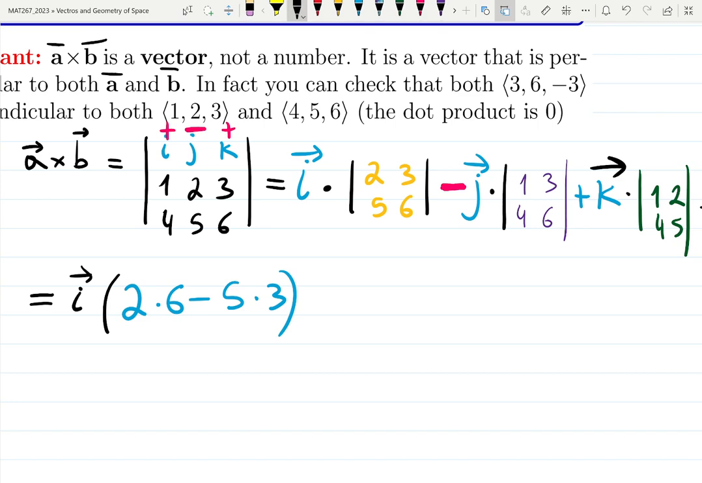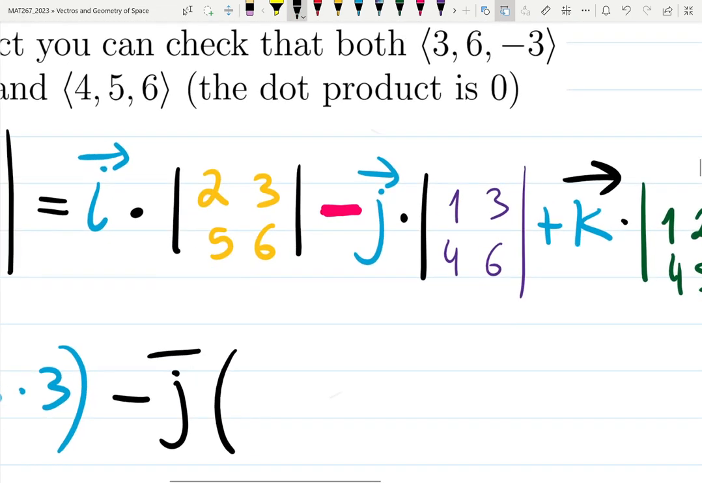So try your best. Minus j. Who wants to tell me: 1, 3, 4, 6, it gives you what?